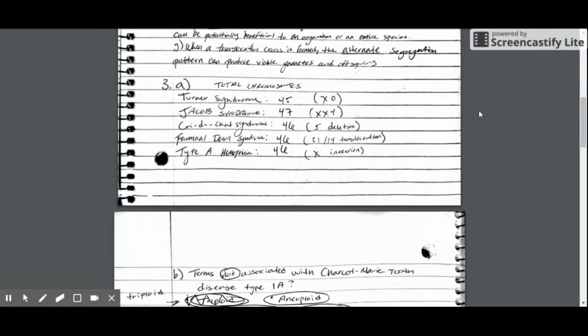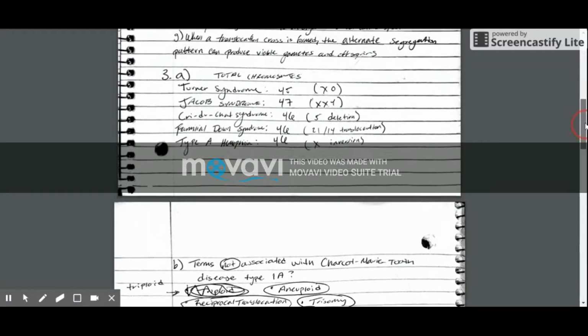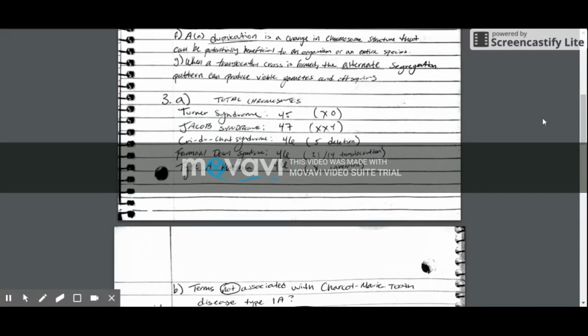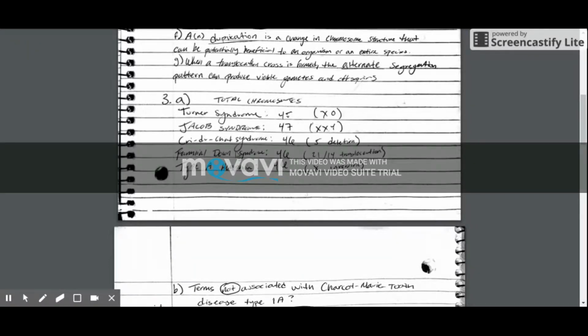Moving on to question 3. 3A is just asking total chromosomes in these syndromes, these diseases. Turner syndrome is 45. I talked about that. You just have one X chromosome. Jacob syndrome is 47. Non-disjunction causes you to have 2 X chromosomes plus a Y chromosome. Cri-du-chat, like I was talking about, you have all your chromosomes. There's just a deletion on part of chromosome 5.